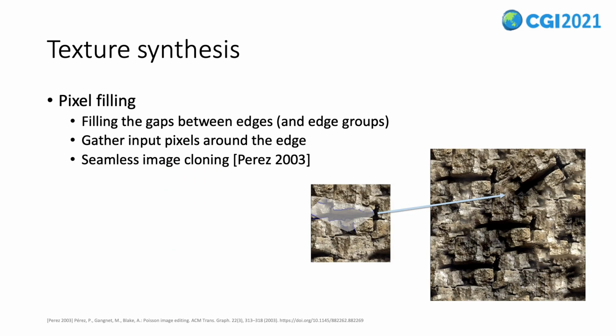After edge groups are placed, our method automatically fills the gap between edges. We use a seamless image cloning for a pixel filling process. It's a simple but very fast method that enables our interactive editing. The picture shows an edge group and its pixels rotated in the output image.